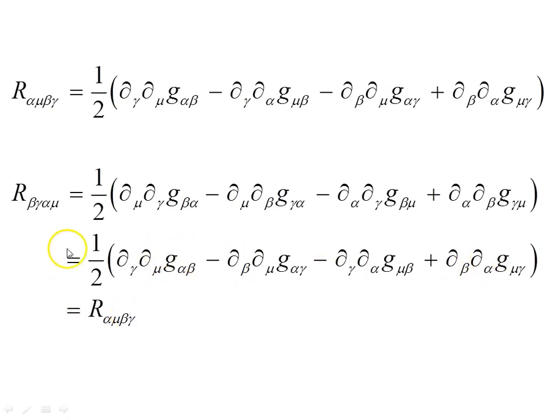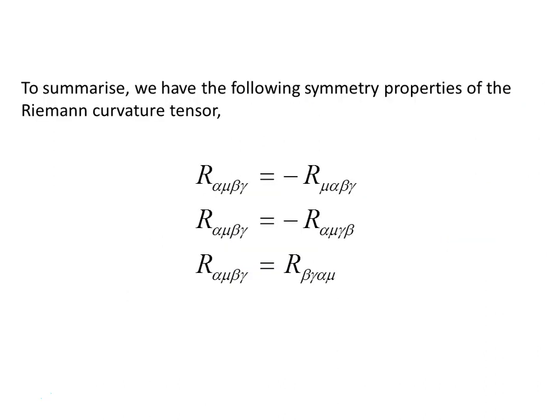So we have our final product. Swapping the first two indices with the last two indices doesn't change anything. It gives us the same object. So we're looking at the symmetry properties of the Riemann tensor. Now to summarize, we have the following symmetry properties of the Riemann curvature tensor. This object here, if we swap the first two indices, we get the negative of the original object. This one here, if we swap the last two indices, we get the negative of the original object. And if we swap the first two indices with the last two indices, we get the same object again. This is equal to this.